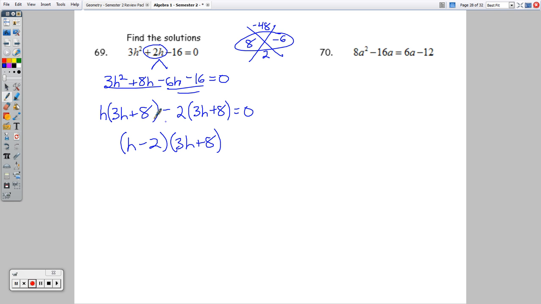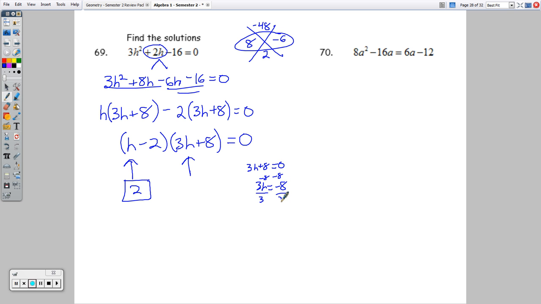Each term being multiplied by that would be an equivalent thing. And then what would make this factor equal to 0? If you plugged in 2, minus 2. And then for this one, if you want to write 3h plus 8 equals 0, subtract 8 from both sides and then divide by 3.